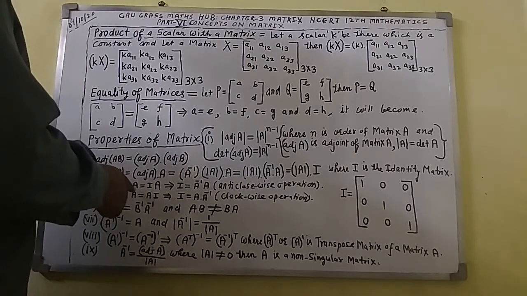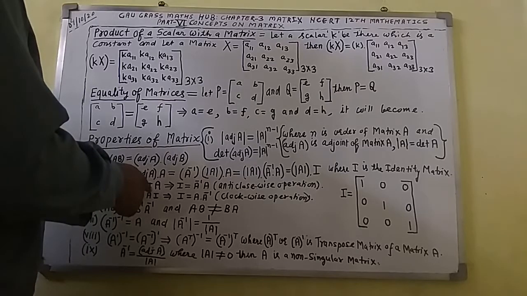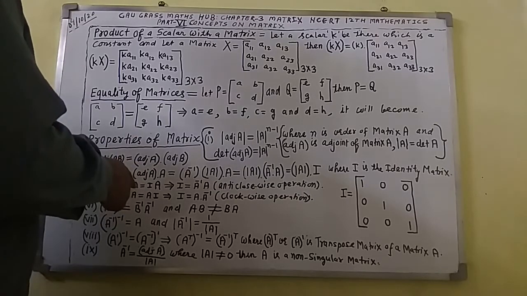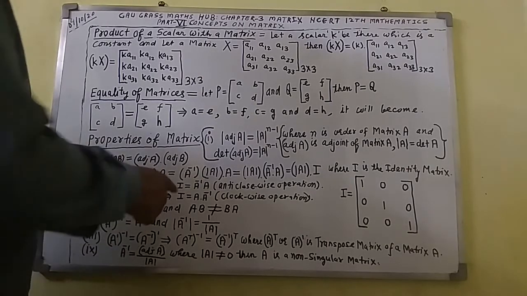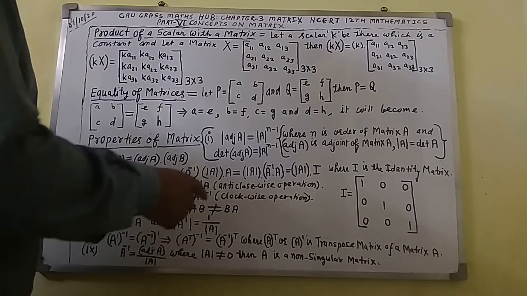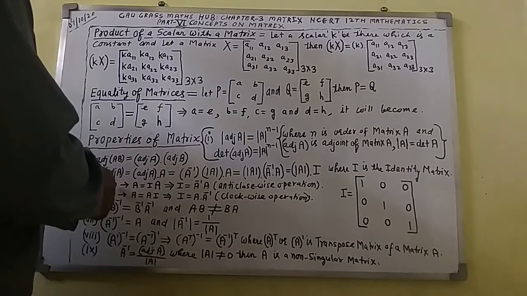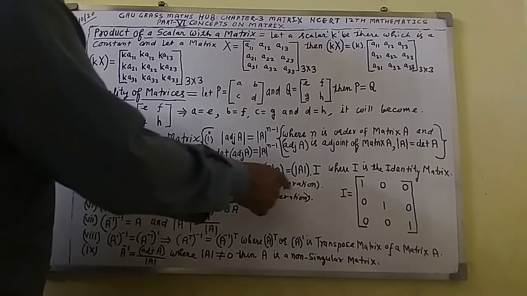Whatever changes occur in matrix A here, the same changes will also occur in the identity matrix. Since the order of matrix A and the identity matrix should be the same, I equal to A inverse dot A. All operations in ERO will be carried out in anti-clockwise direction.